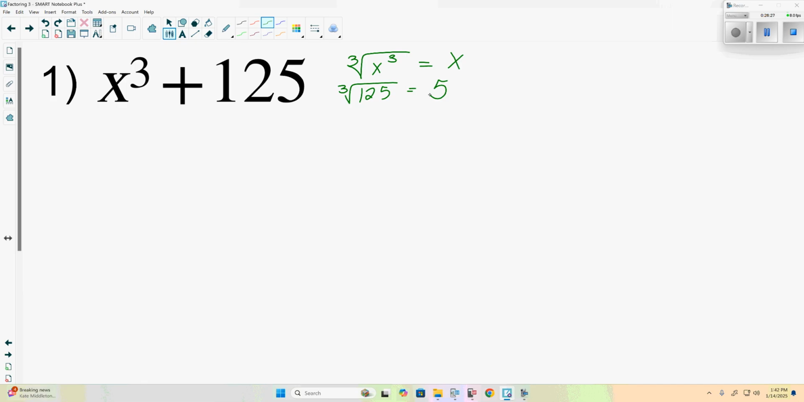So that tells us 2 things. One, that both of these are perfect cubes. And since we have the sum of 2 cubes, we can factor this.